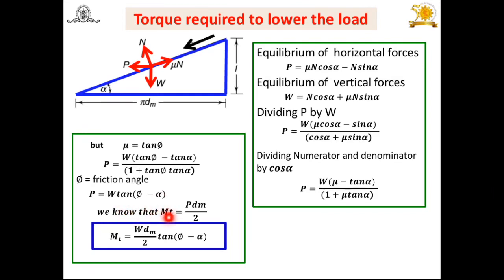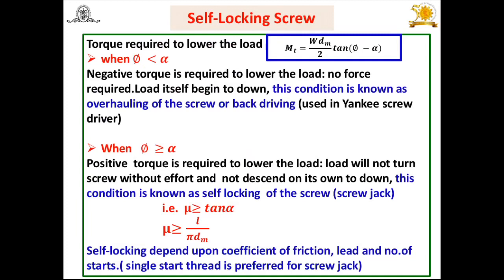And again, torque required to lower the load is P into dm by 2. Substituting this P, W tan of (phi minus alpha) into dm by 2, you will get the torque required to lower the load. These are the two cases: torque required to raise the load and torque required to lower the load. Now let us see the important concept of self-locking.